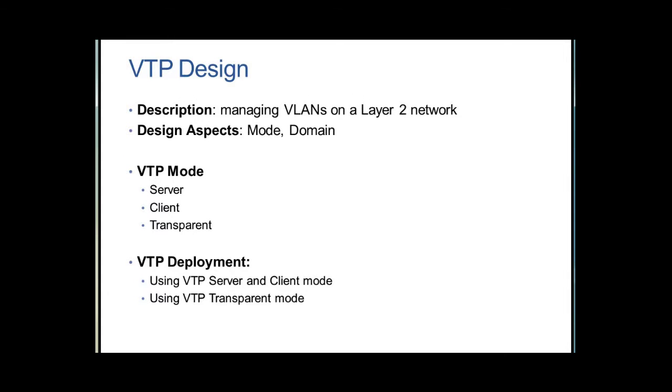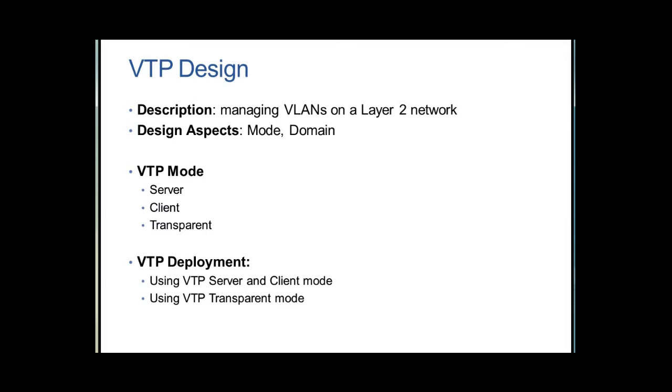For VLAN Trunking Protocol, or VTP, this is used for administrating VLANs, adding or removing VLANs basically, on a layer 2 network. When you implement VTP, you need to specify a couple of things. You need to specify the mode, the domain, and there are other additional parameters depending on what is needed. For each of the LAN components, we need to determine the best VTP mode that should be configured. The three modes are server, client, and transparent mode.